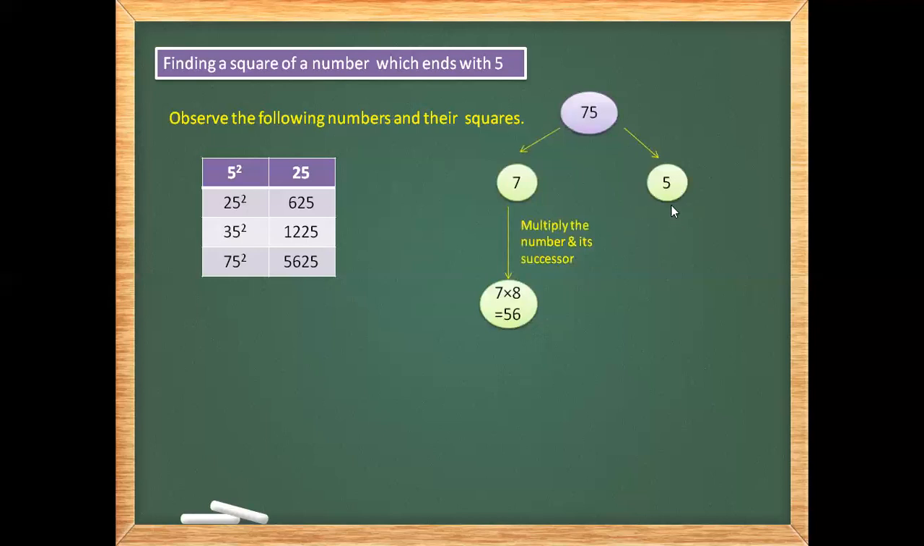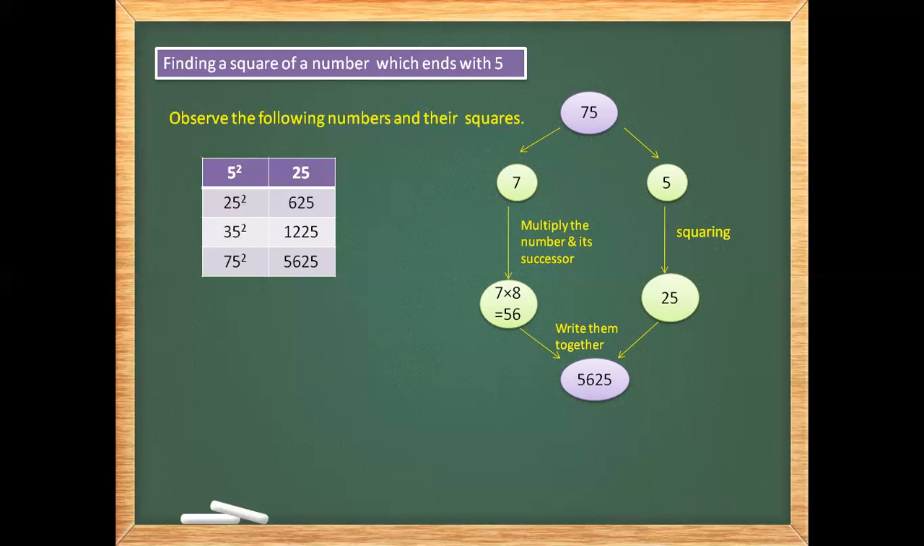And here what we are doing? Just square this number. So what is the square of 5? 25. Now what is the next procedure? Just write down these numbers together. So what you are getting? You are getting 5625. Means see children, here it is 7 and here it is 8, so 7 8s are 56. So we are just writing 5 square as 25. Whatever number is before this 5, we are taking its successor and multiplying. It is very easy and very interesting.